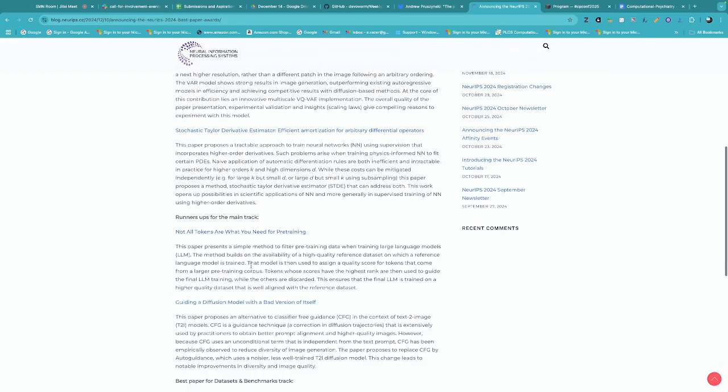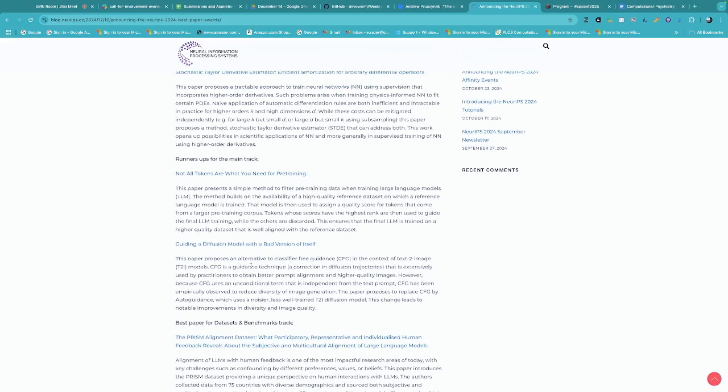And then they have runners up for the main track. So they have Not All Tokens Are What You Need for Pre-training, which is where you basically filter pre-training data when training large language models. The method builds on the availability of a high-quality reference data set on which a reference language model was trained. The model was then used to assign a quality score for tokens that come from a larger pre-training corpus. Tokens whose scores are of the highest rank are then used to guide the final large language model training, while the others are discarded. This ensures that the final large language model is trained on a higher quality data set that is well aligned with the reference data set.